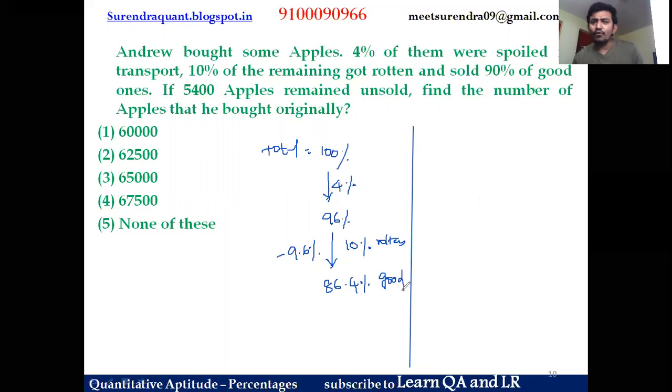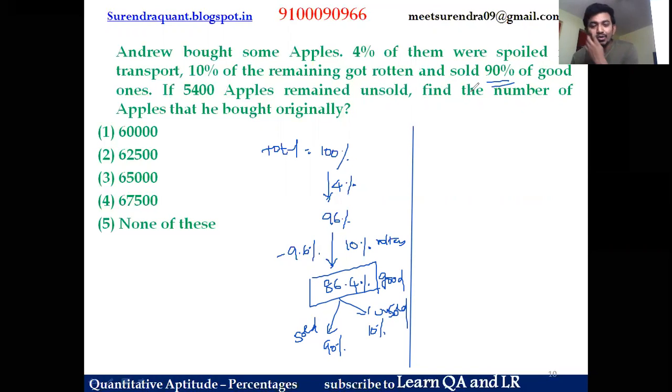Now from 86.4%, if 90% of apples are sold, what percent of good apples are unsold? So friends, from these good apples, if 90% of apples are sold, 10% of apples are unsold, right? So from 86.4, if 90% is sold, 10% of 86.4, that is 8.64 is unsold. So if 8.64 is unsold apples, which is numerically 5,400 apples, then totally what percent of apples you purchase? 100% is what? If you simplify, you'll get it.